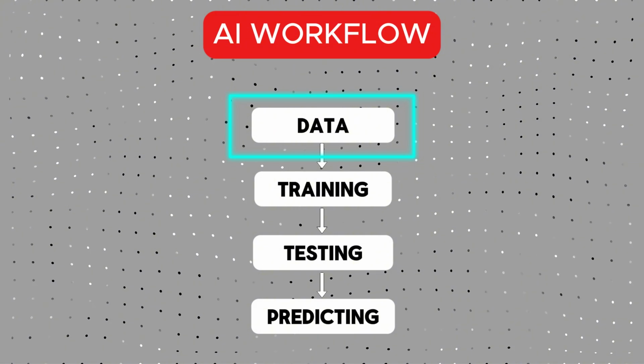So let's get started by breaking down the AI workflow, how AI learns and applies its knowledge. Think of this as a step-by-step playbook that AI uses to make sense of data and provide actionable insights. Everything begins with data. It is the raw material that powers AI. Just like a chef can't cook without ingredients, AI can't function without data.